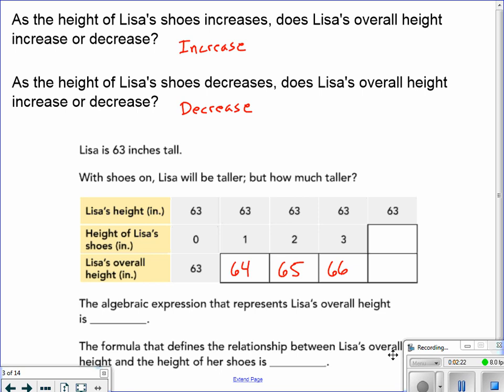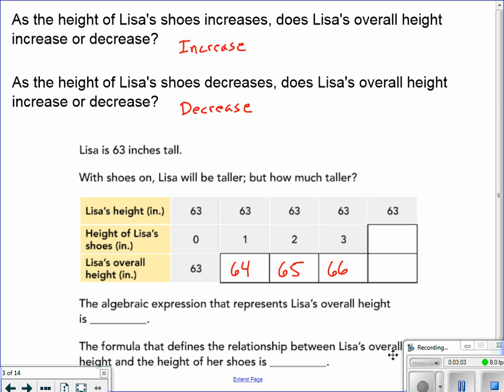And then we have this table here, and it says Lisa is 63 inches tall. With shoes on, Lisa will be taller, but how much taller? So if you look at the top row, those are all 63s, because like we said in the first one there, Lisa's height does not vary. Her height is going to be the same the whole time. The height of her shoes, again, that can change. So 0 would be if she didn't have shoes on at all. And then of course if she has shoes on that are 1 inch tall, 2 inches tall, 3 inches tall, that's going to change the third row, which is her overall height.